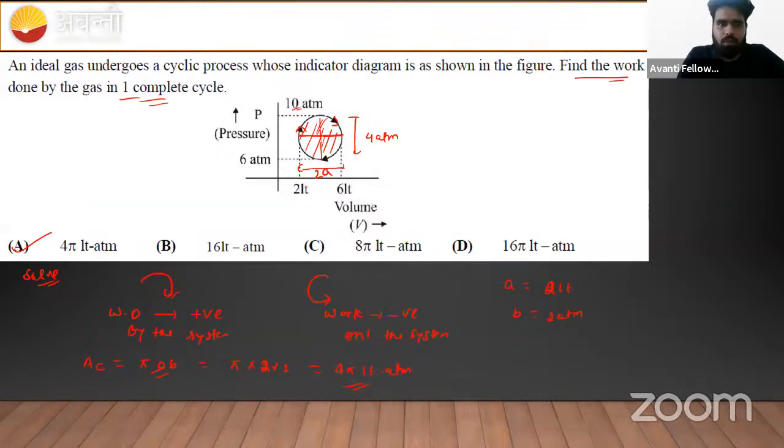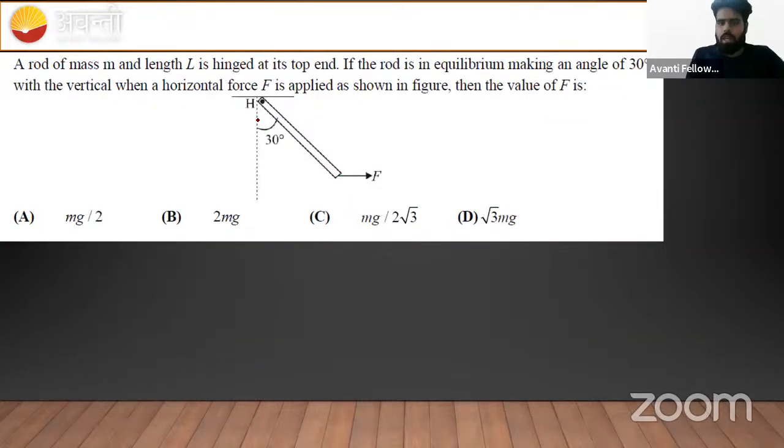In the next question, it is asked that a rod is in equilibrium at an angle of 60 degrees after application of this force. What is the meaning of equilibrium? What is the meaning of mechanical equilibrium? First, the net force on the system is zero, and second, the net torque at any point of the system is zero. If the two conditions are satisfied simultaneously, then we can say the system is at equilibrium.